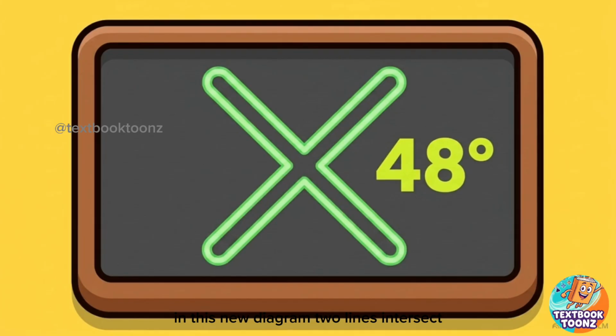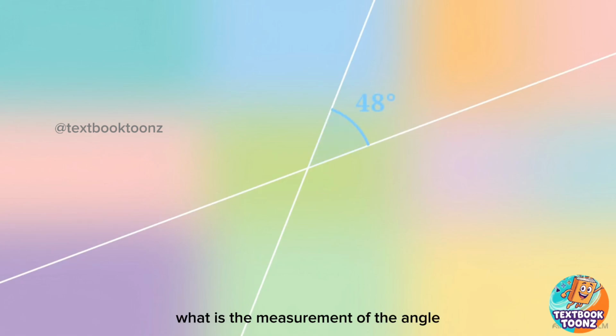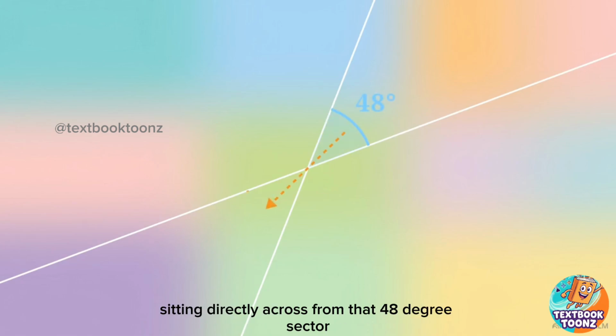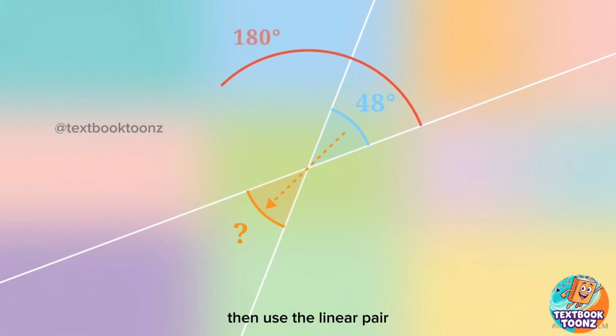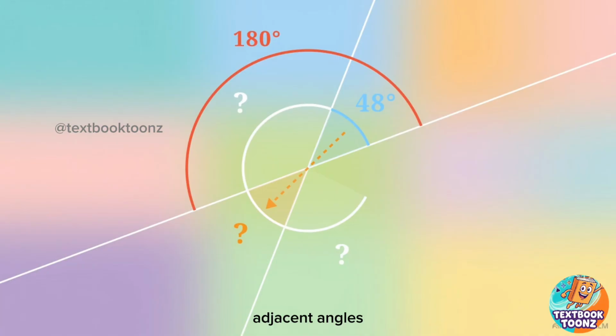In this new diagram, two lines intersect, and we know only one thing. One of the angles is exactly 48 degrees. Using the rule we just proved, what is the measurement of the angle sitting directly across from that 48-degree sector? Then use the linear pair rule to calculate the measurements of the two remaining adjacent angles.